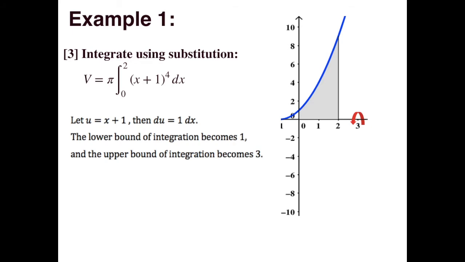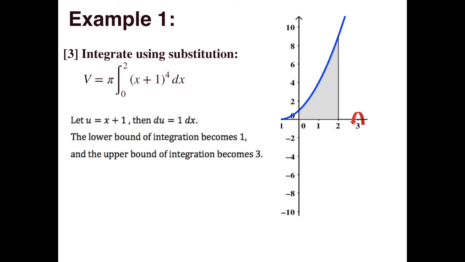And we also want to change the bounds of integration. Since the original integral goes from 0 to 2, those are x values, we want to change them to u values. Take 0 and plug it into u equals x plus 1. Then u equals 0 plus 1, so the new lower bound becomes 1. Then we take 2 and plug that into u equals x plus 1. We get u equals 2 plus 1, so the new upper bound becomes 3.